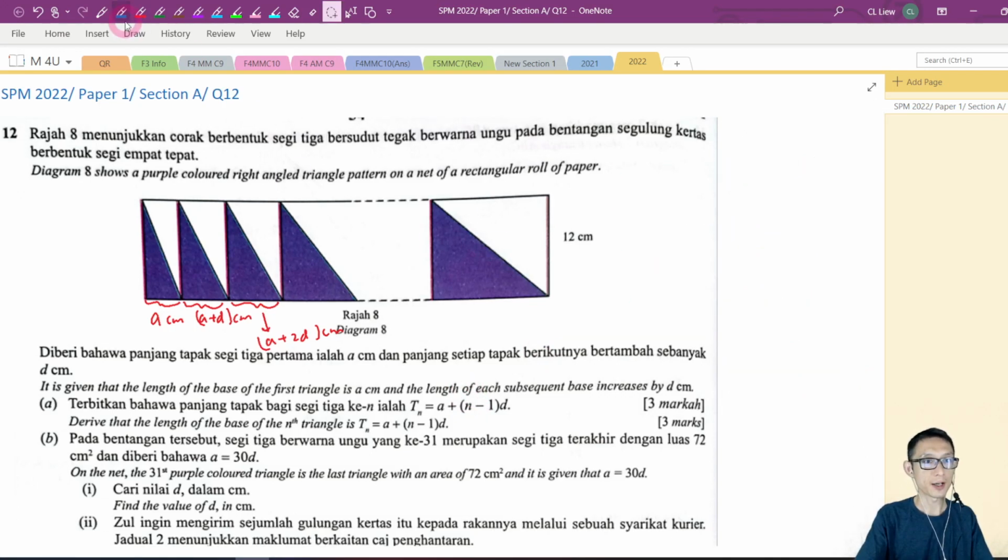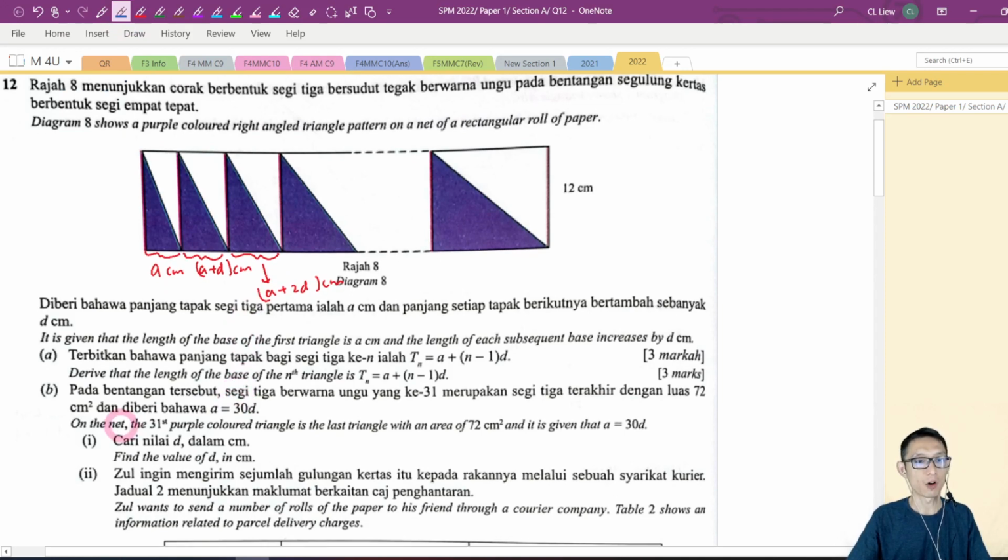Now let's look at part b. On the net, the 31st purple triangle is the last triangle, with an area of 72 square centimeters, and it is given that a is equal to 30d. We want to find the value of d.